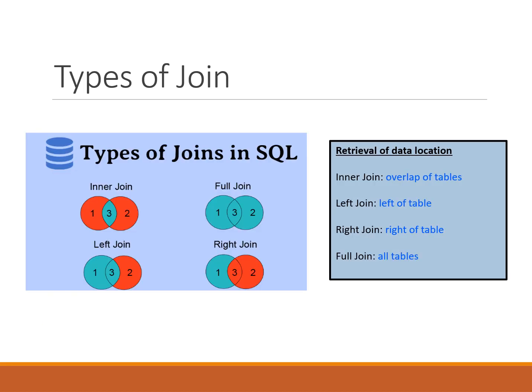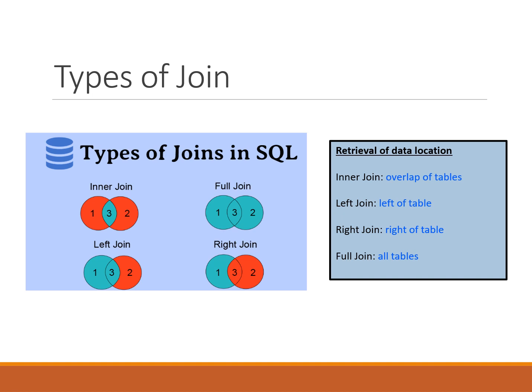In SQL, there is a join function. The join function can be used to combine rows from 2 or more tables based on a related column. There are 4 types of join which can be used based on the data the user wants to retrieve from the table. The inner join pulls data from an overlapping of 2 tables.